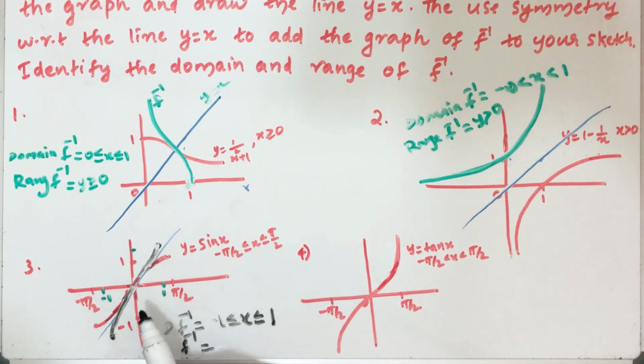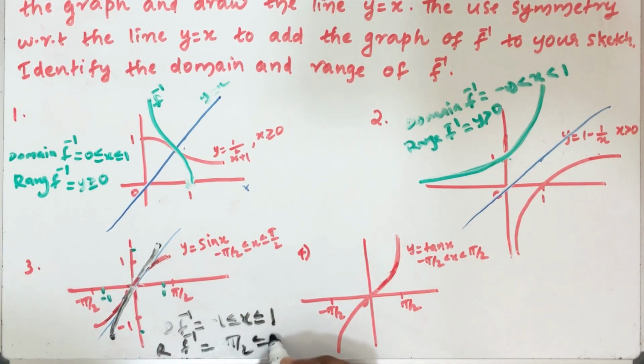Or you can see it in the graph here. See the y-axis: here minus pi by 2, here pi by 2. So minus pi by 2 less than or equal to y less than or equal to pi by 2.